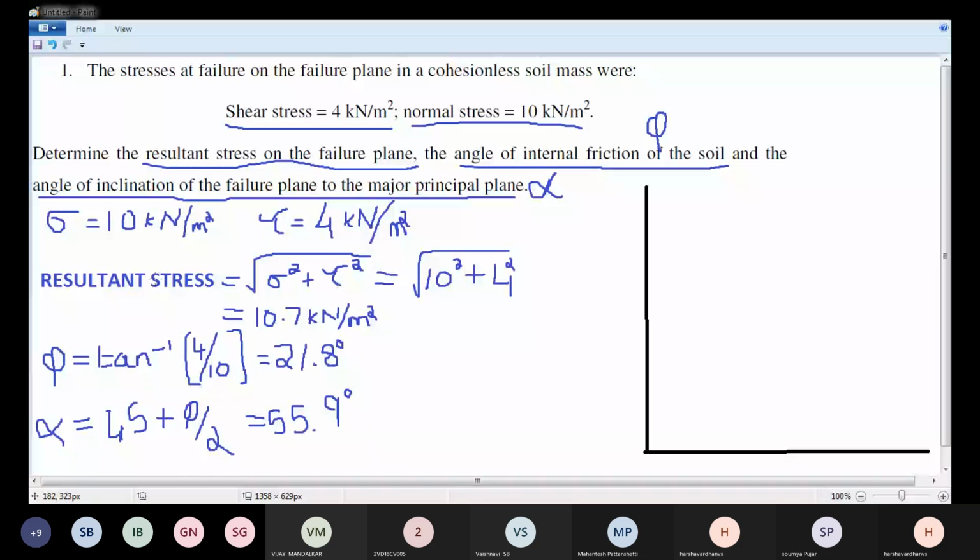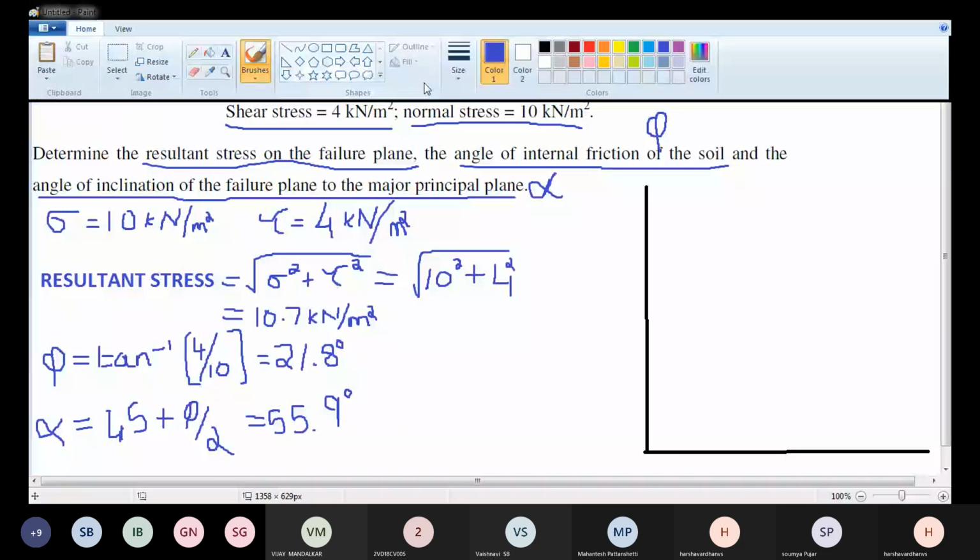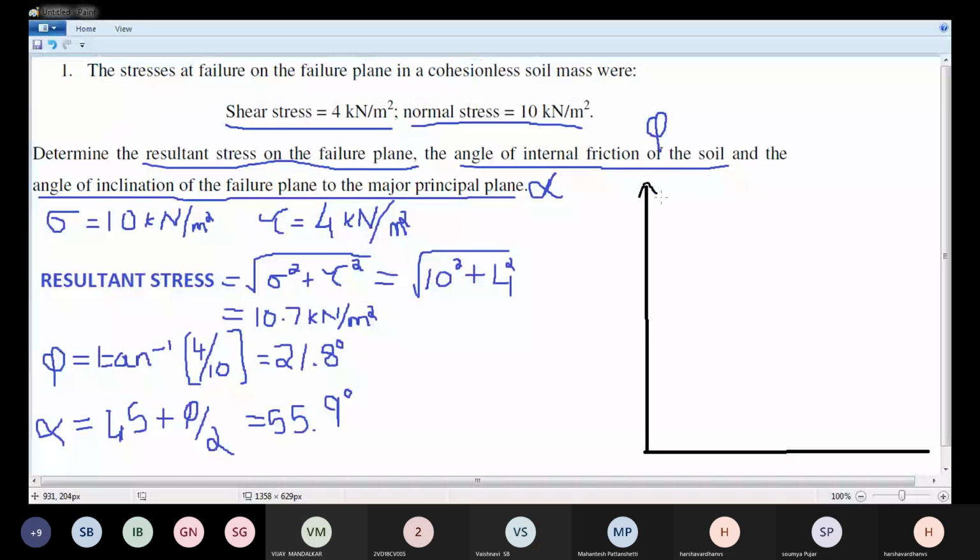You can solve the same problem graphically. You have to plot this on your graph sheet. If you don't have a graph sheet, you can just plot it on paper. But in the exam, you have to use a graph sheet. Y-axis is shear stress, x-axis is normal stress. Shear stress is equal to 4, normal stress is equal to 10.